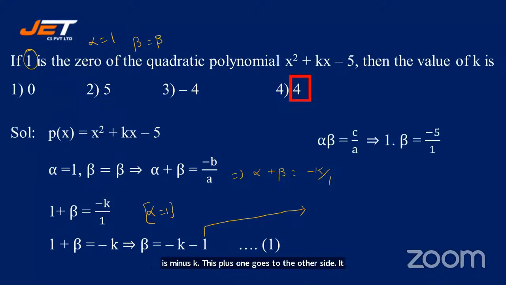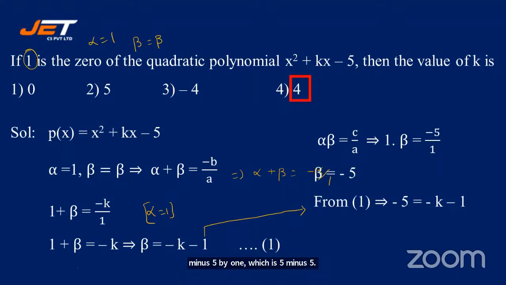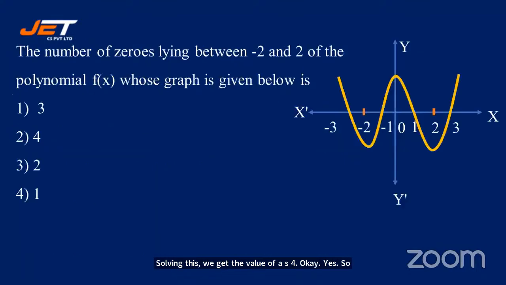It becomes minus 1. What is alpha beta? c by a, that is minus 5 by 1, which is minus 5. All right. So beta is minus 5. From 1, we can take minus 5. That is, beta is minus 5. So minus 5 is equal to minus k minus 1. Solving this, we get the value of k as 4. All right. Yes. So this is how the value of k is found out. All right. Let's move on to the next question.